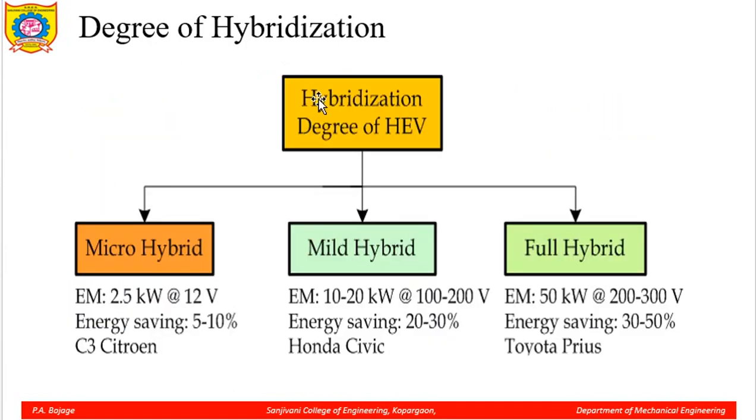So the same things are shown in this slide, micro, mild and full hybrids. The capacities are 2.5 kilowatts with a 12 volt battery for micro. Mild hybrids are 10 to 20 kilowatts, and full hybrids are 50 kilowatts and above, with 200 to 300 volt batteries. The Citroen C3, Honda Civic and Toyota Prius are examples of these cars.